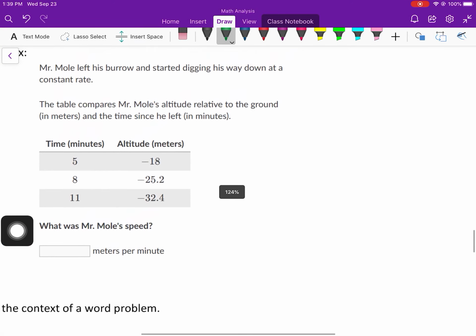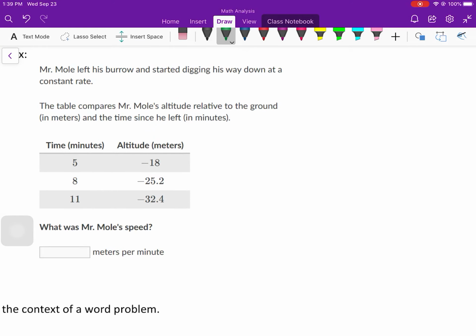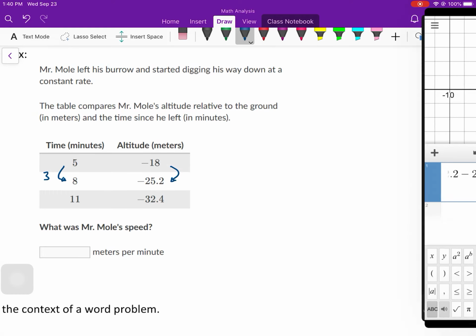All right, and then this last question, what was Mr. Mole's speed? And so this one, once again, that's talking about the rate. So we're just going to figure out how fast he's going. Now, when we talk about speed and velocity, they are different. Velocity, you consider the negative rate. But with speed, if I asked you, hey, how fast did you drive to Yuma? You wouldn't tell me you drove negative 70 miles per hour. You tell me that you drove 70. So we answer with a positive number. So let's figure out what the slope is, and then we'll just do the absolute value.